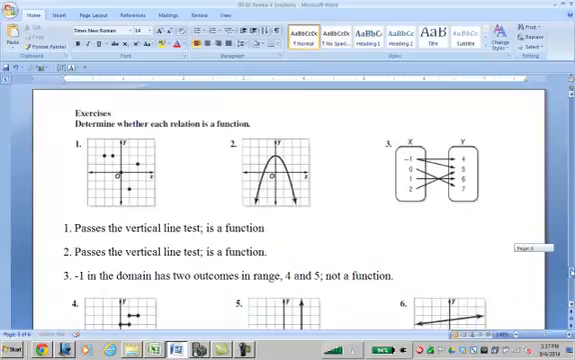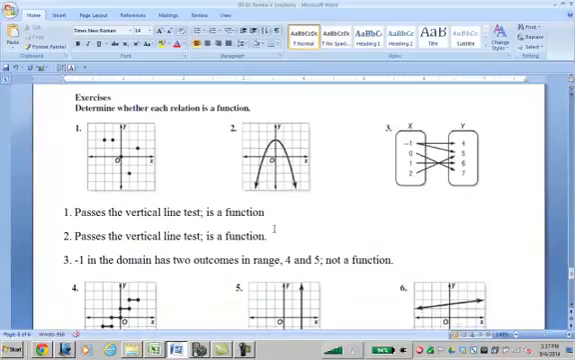Determine whether each relation is a function. Okay, vertical line test. So imagine a vertical line going straight up and down. Now this relation is only 5 points. You can't imagine any vertical line that goes through more than one of these points. So this relation is a function. Same for this relation. Imagine a vertical line going through the graph. At no point does it hit the graph more than once. Also a function.